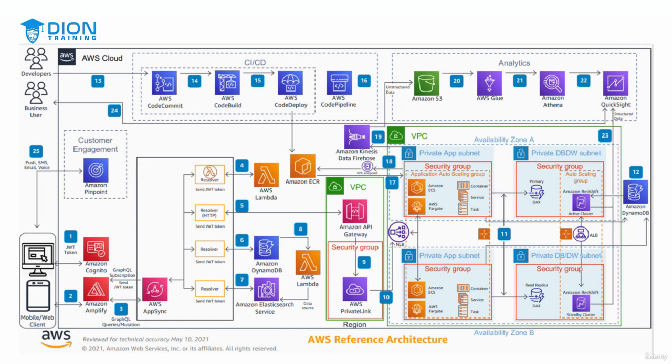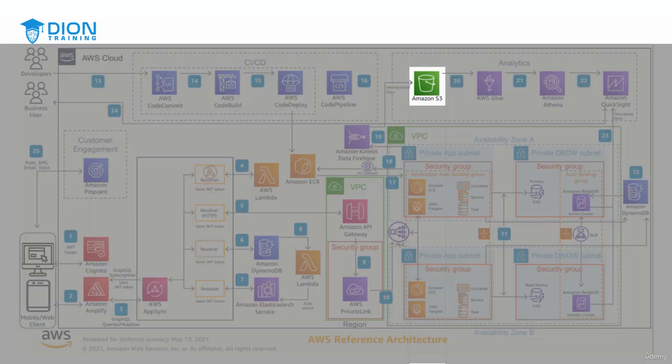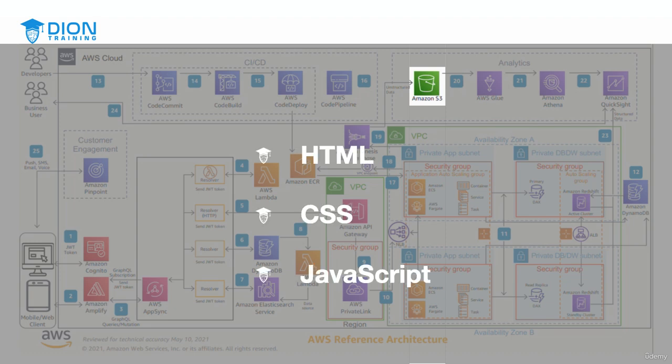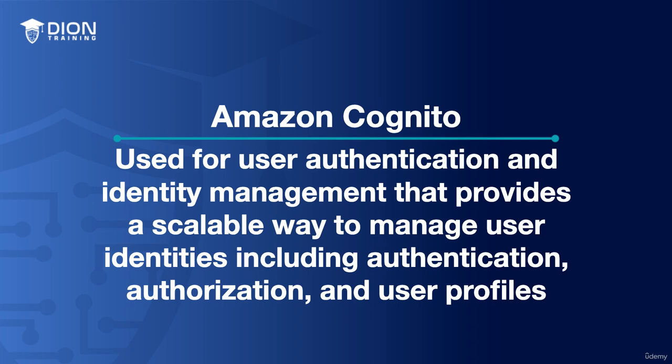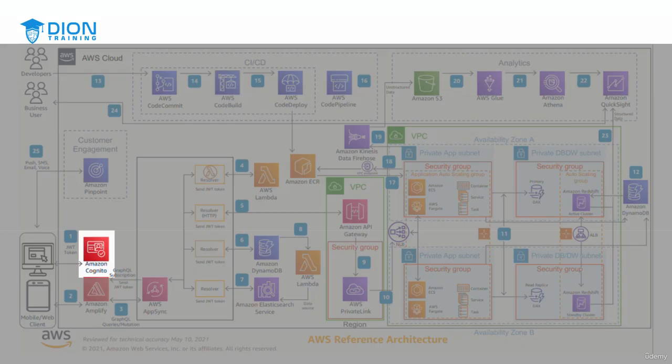All right, as we move on a little bit, we'll see that the diagram also shows the different AWS services that are used to build the mobile web app. Amazon S3 is used to host static web content, including HTML files, CSS, and JavaScript files, which are served to the user's browser. Now, if we go to the beginning, you'll see the Amazon Cognito block. Amazon Cognito is used for user authentication and identity management. Cognito provides a scalable way to manage users' identities, including authentication, authorization, and user profiles. Cognito can also integrate with other AWS services such as the API gateway that we see there, and Lambda to provide secure access to specific resources.